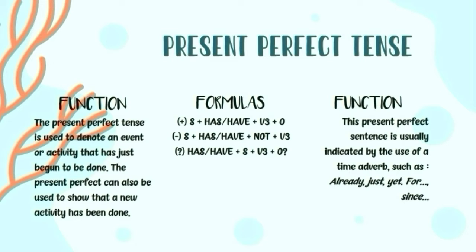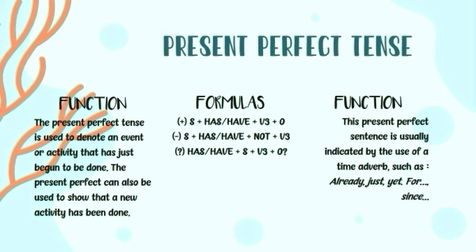Present perfect tense. The function of present perfect tense is used to denote an event or activity that has just begun to be done. The present perfect can also be used to show that a new activity has been done. The formulas that present perfect tense uses is, when it's a positive form, subject plus has or have plus verb 3 plus object. And when it's a negative form, subject plus has or have plus not plus verb 3 plus object. And when it's an interrogative form, has or have plus subject plus verb 3 plus object.